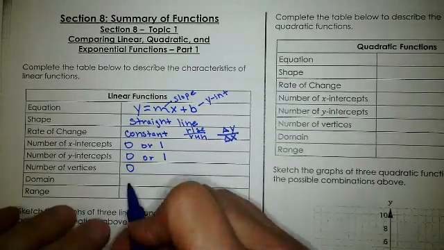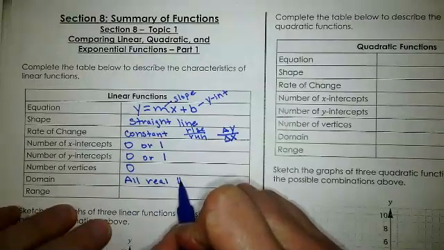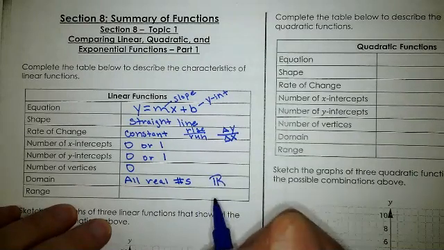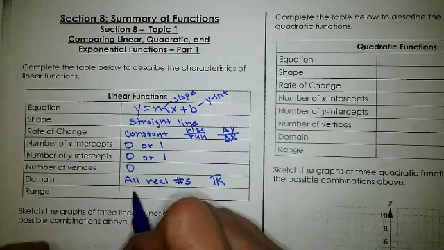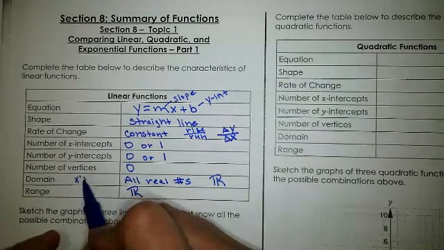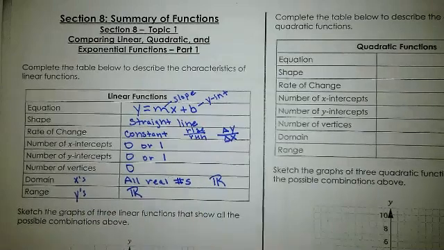The domain would be all real numbers. You can plug any number you want into a linear equation. So remember, the shorthand way to write all real numbers is the capital R with the two lines. So you can plug any number you want in for x. You can also get any number out for y. So your range would also be all real numbers. So domain is your x's and range is your y's. So you can plug any number into a linear, you can get any number out.